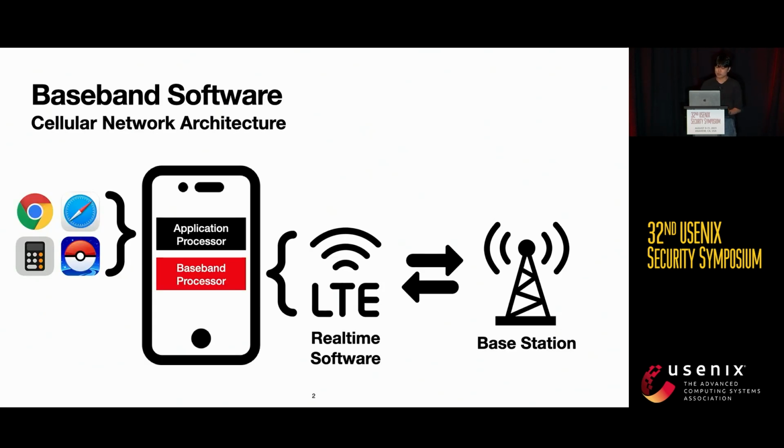So recent smartphones have multiple processors. The application processor runs the operating system, as well as all the applications like the ones you see here. On the other hand, the baseband processor runs a real-time software that handles actual cellular communication.